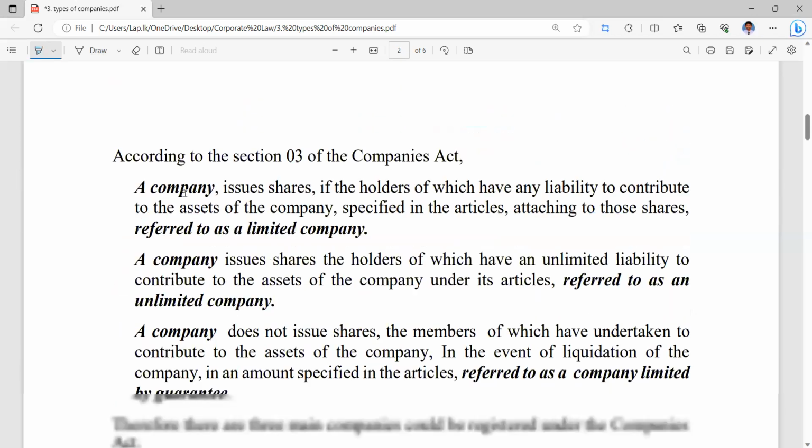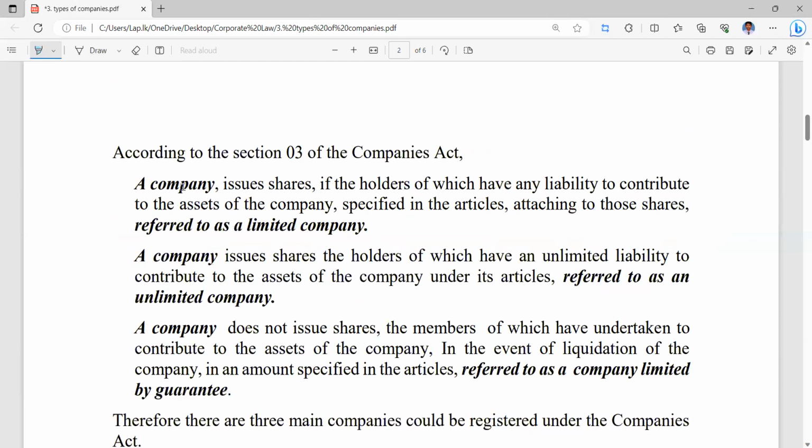According to section 3 of the Companies Act, a company issues shares, if the holders of which have a liability to contribute to the assets of the company specified in the articles attaching to those shares, it is referred to as a limited company. A company issues shares, the holders of which have any liability to contribute to the assets of the company specified in the articles of association attaching to those shares, referred to as a limited company.